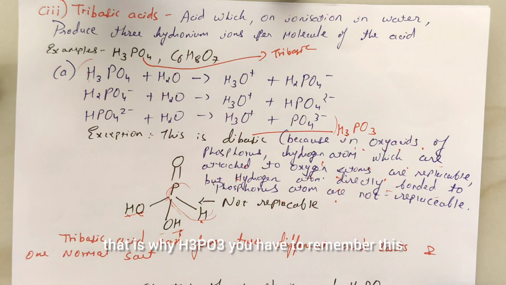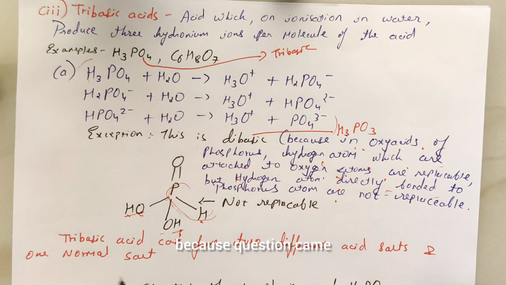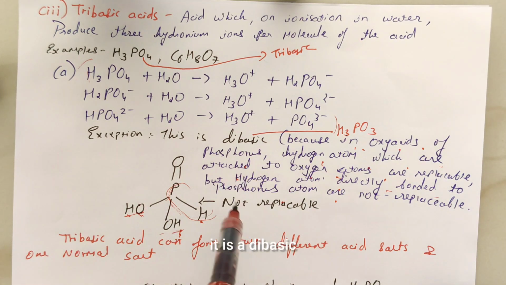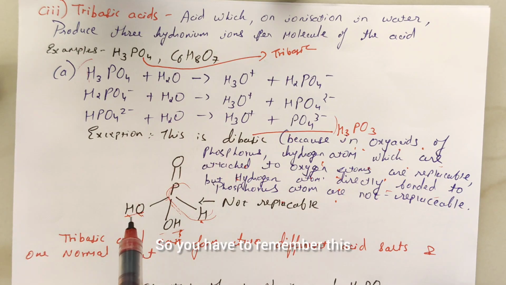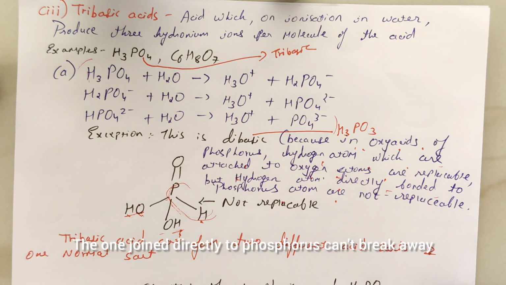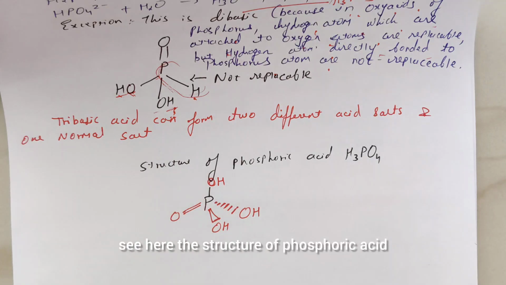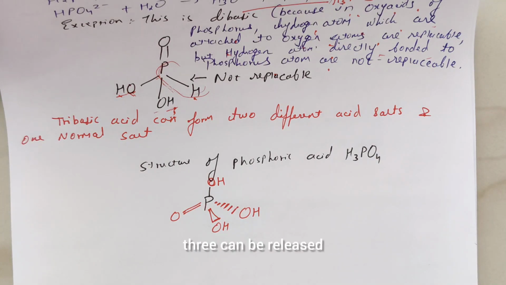That is why for H₃PO₃, you have to remember this, because the question came up of why H₃PO₃ is not tribasic, it is dibasic. The hydrogen joined directly to phosphorus can't break away. Okay, so a tribasic acid can form two types of acid salts and one normal salt. See here the structure of phosphoric acid. All three hydrogens are on OH groups, so all three can be released.